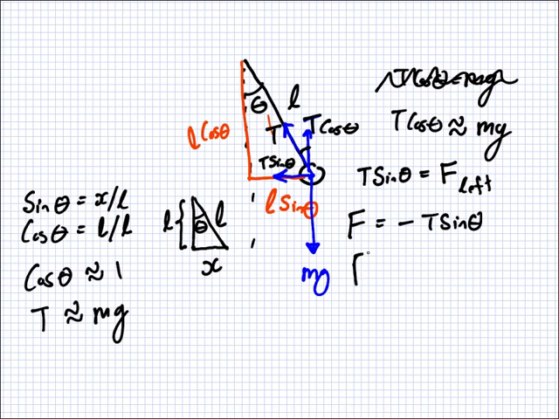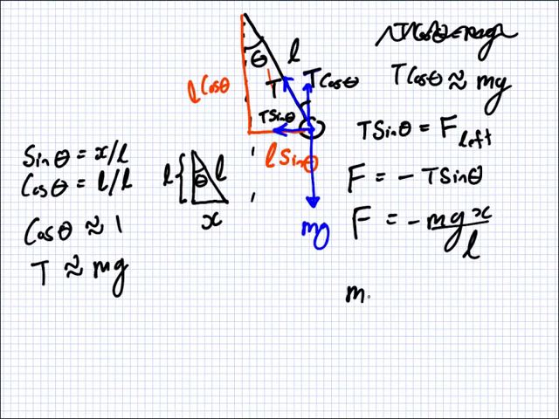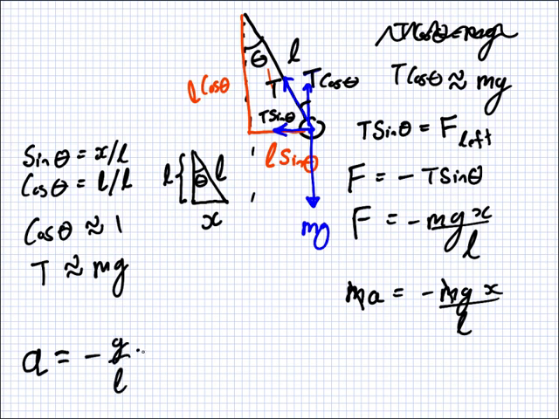So we get F equals minus mg, and sine theta we said is x over L. Now what did Newton say F is equal to? ma. So I can cancel the m's here. This is getting towards the end now. A is equal to minus g over L x.